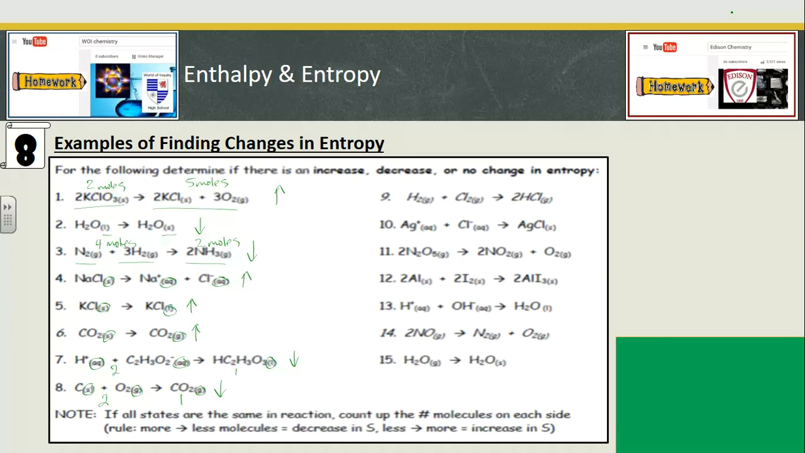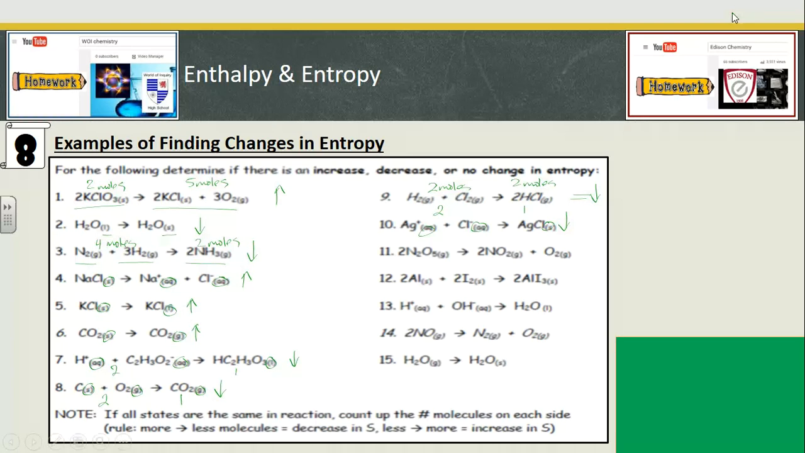Two gases becoming another gas. This is 2 moles becoming 2 moles. This one is kind of even. It's almost a wash, but it's still two things becoming one. Two reactants becoming one product. So some would say the entropy decreases. Others would say it stays the same. I'm on the decreases side of things. Two aqueous ions becoming a solid product. Entropy is decreasing.